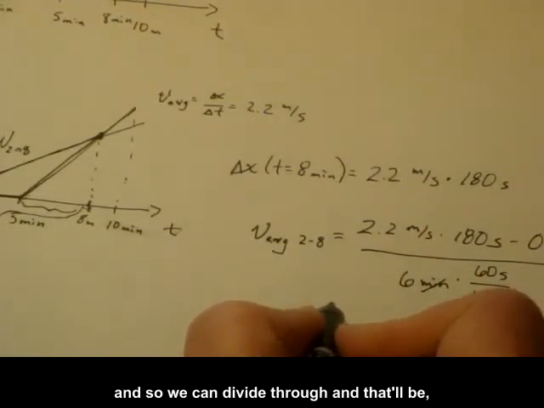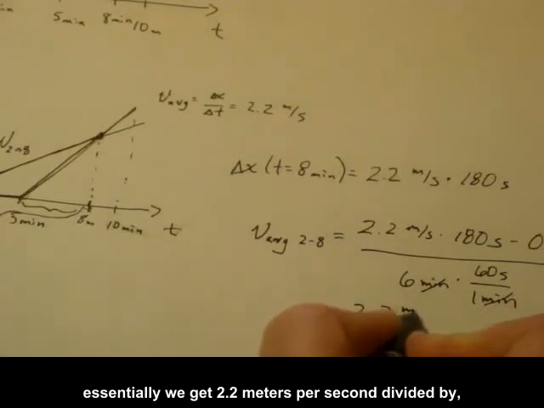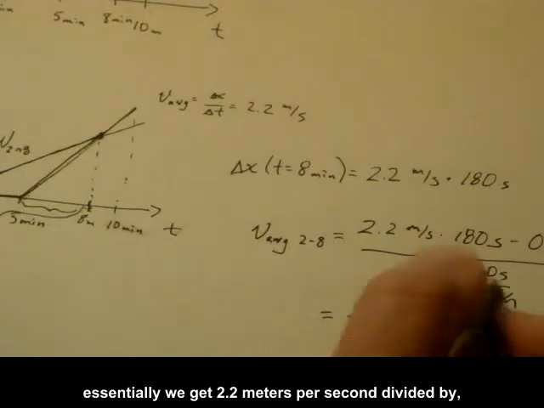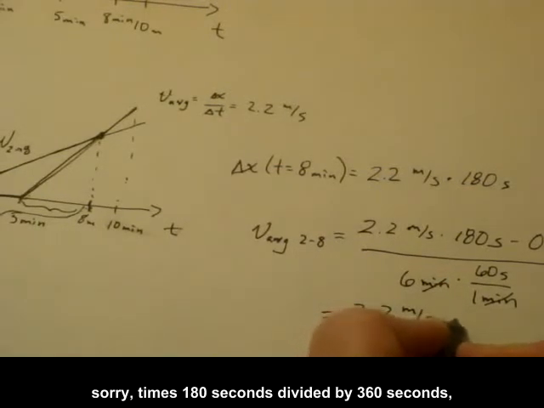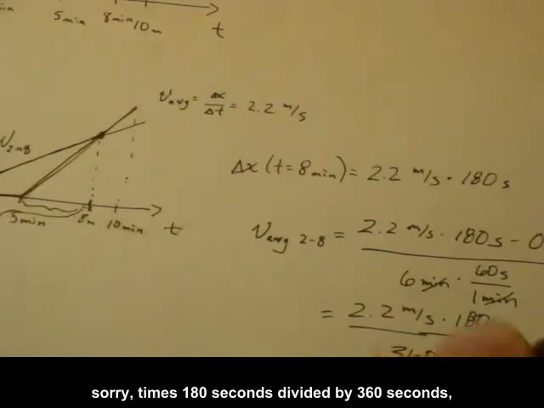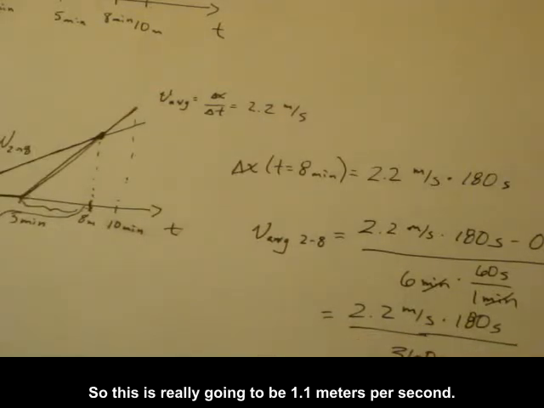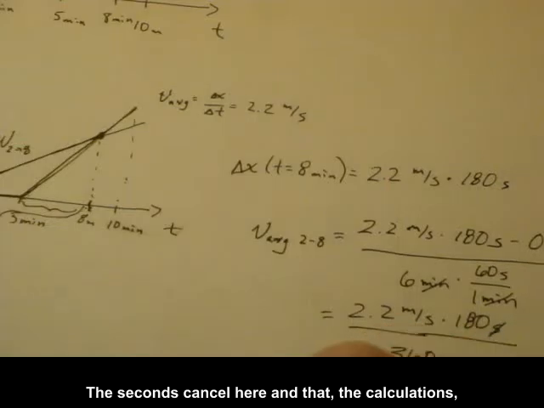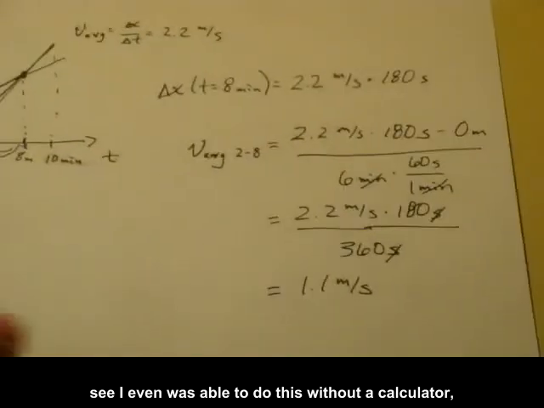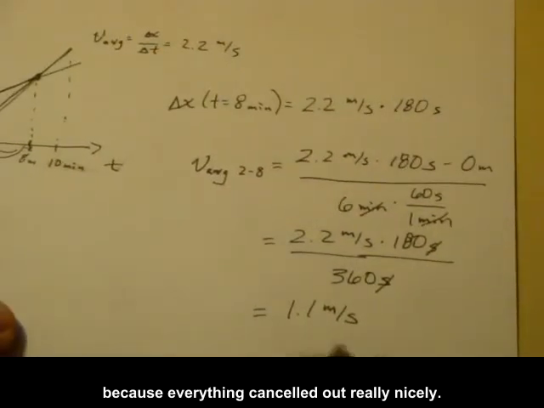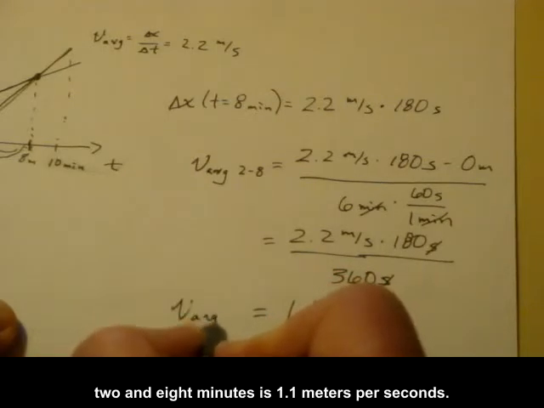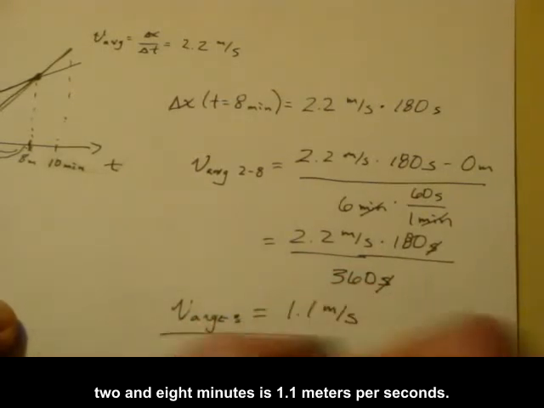And so we can divide through, and we get 2.2 meters per second times 180 seconds divided by 360 seconds, which is really the same thing as dividing by 2. This is 180, this is 360. So this is really going to be 1.1 meters per second. The seconds cancel here, and I was even able to do this without a calculator because everything canceled out really nicely. So we get the average velocity between 2 and 8 minutes is 1.1 meters per second.